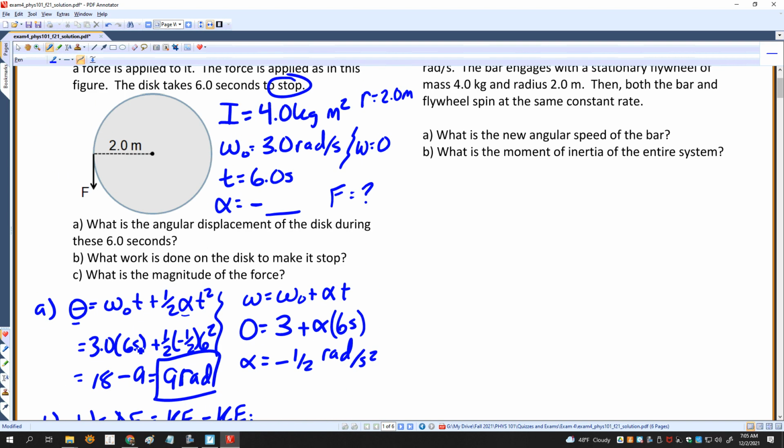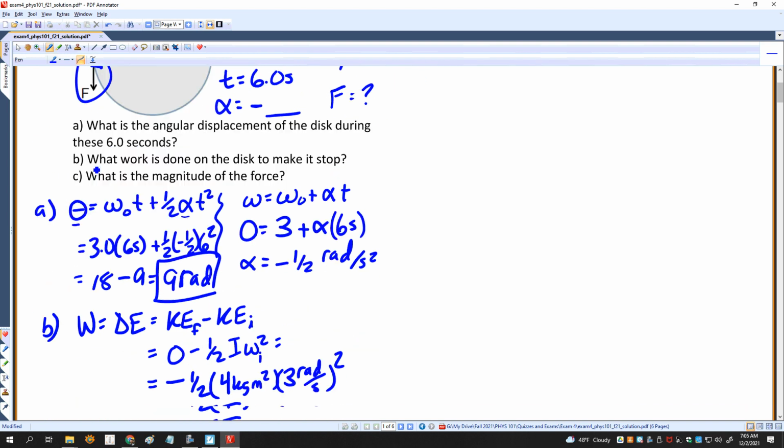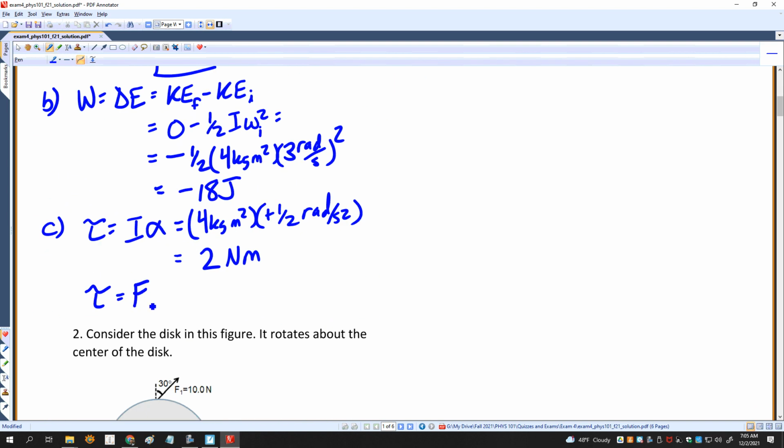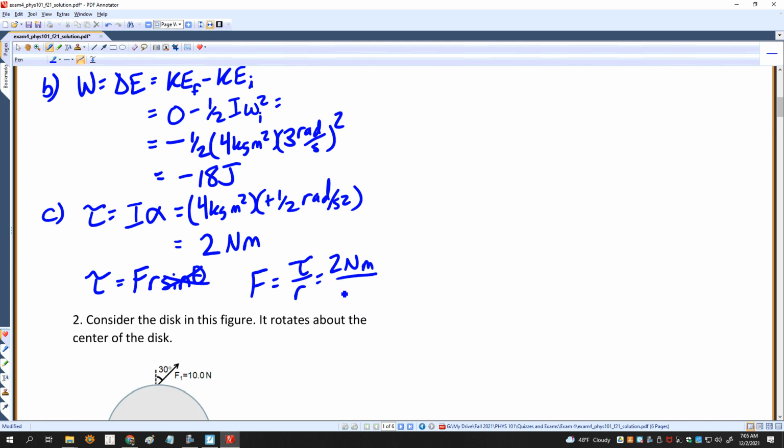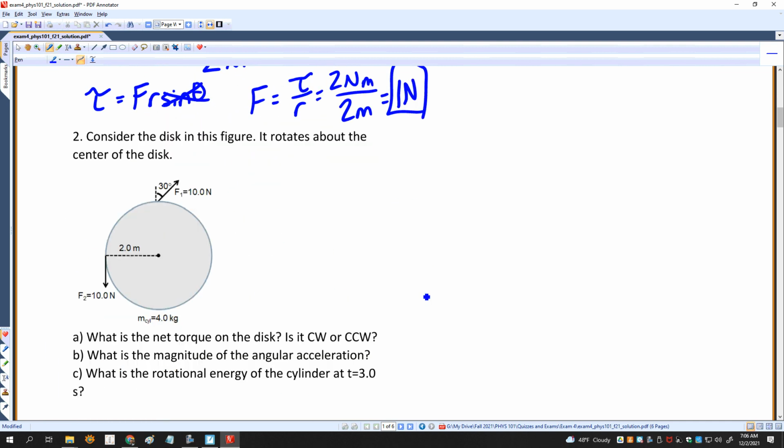And as in the figure, the force is applied at an angle of 90 degrees. So this is F R sine theta. I can get rid of that theta term because sine of 90 is 1. So my force is equal to torque divided by moment arm. That's going to be 2 Newton meters divided by the length of the moment arm, which is also 2 meters. So it's 1 Newton.